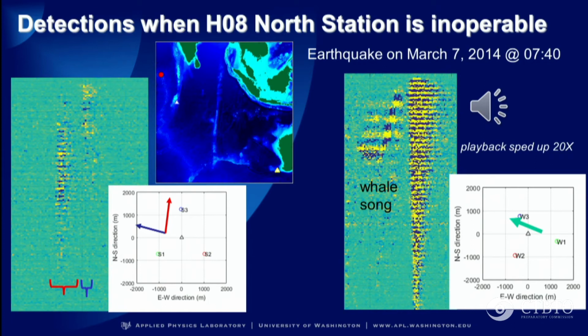So can we do these types of detections when the North Station is not operable? This is now after the station has gone down on March 7th, and this is getting close to the time period where I started looking at CTBT data. It's a very similar location, and it's quite a large event. I don't show the magnitude here, but you see this clear pattern in frequency, and that points right to the epicenter of the source.